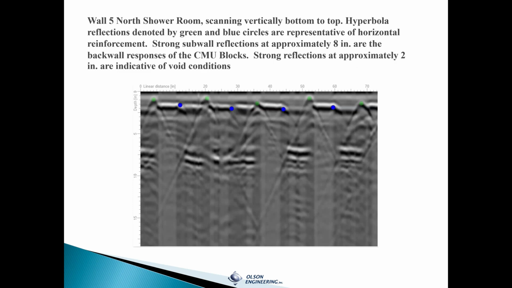Okay, here is another scan, this time running vertically. Here we have, again, void or partial void conditions behind the blocks in the cells. And you see horizontal reinforcement shown by the dots every 8 inches between each of the blocks. And you can actually see the back wall reflection here too, down at about 8 inches.